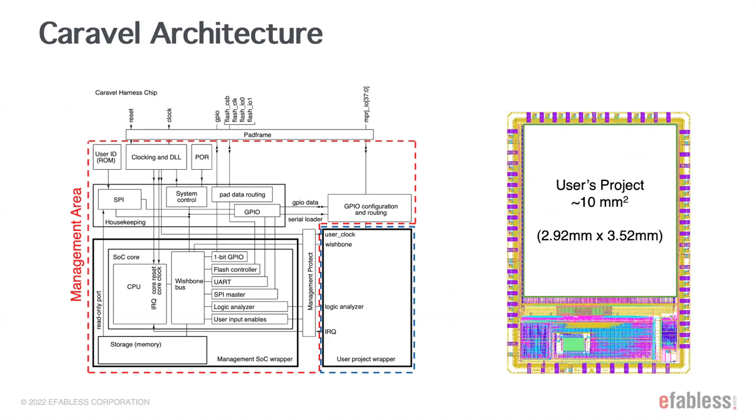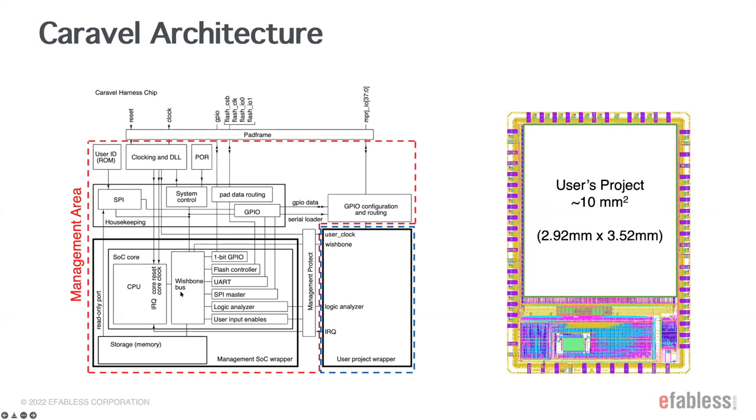So back to Caravel. If we look at the architecture of Caravel, which is shown to the left of the layout of the Caravel chip, everything inside the red box belongs to the management area, and the blue box is the user's project. Of course, this block diagram is not to scale, because most of the chip is actually occupied by the user project. However, the user project as a block is small compared to the management area.